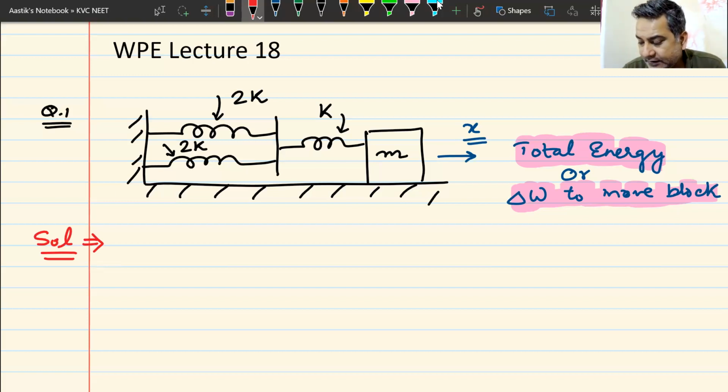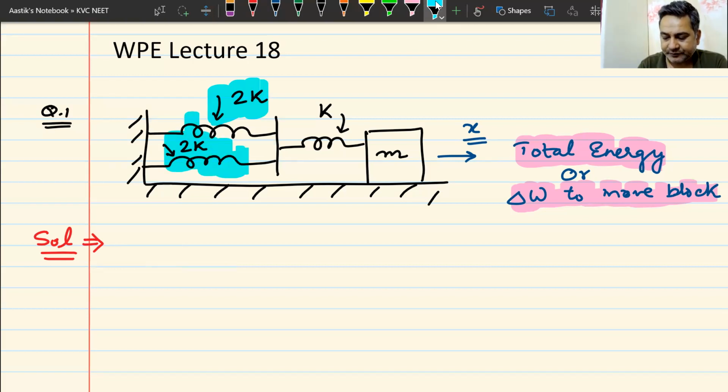Okay, let me give you some ideas and then I hope that you are able to solve this. Looking at these two springs, 2K and 2K, how are they connected to each other? Are they connected in series or are they connected in parallel? Tell me.